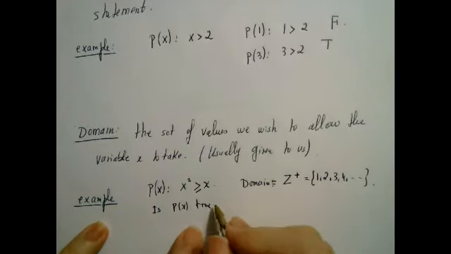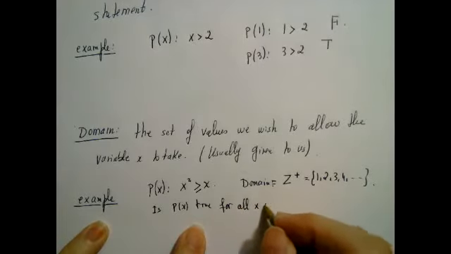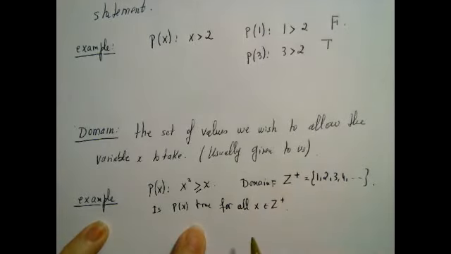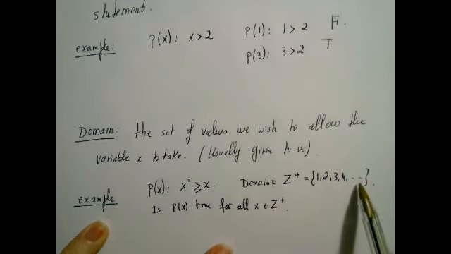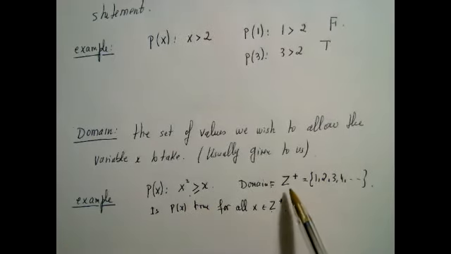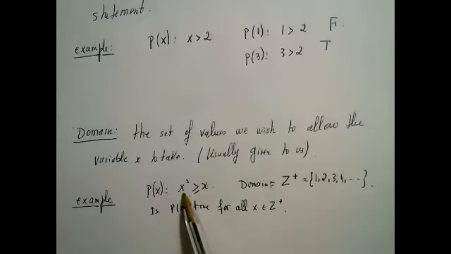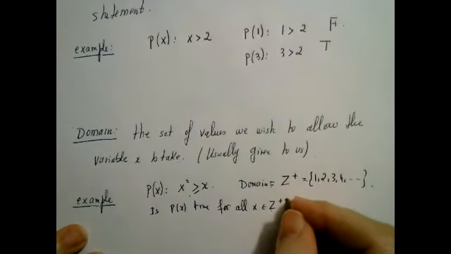But I have to tell you what I mean: for all x in the domain. What do I mean by that? It means if I plug in any x in my domain, 1, 2, 3, 4, etc., will P of x be true? If I plug in 1, is it true? If I plug in 2, is it true? So my question: is P of x true for all x in Z plus? What do you think the answer would be? Yes or no?